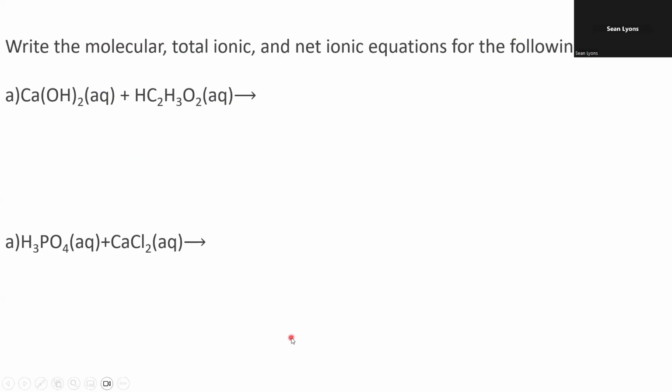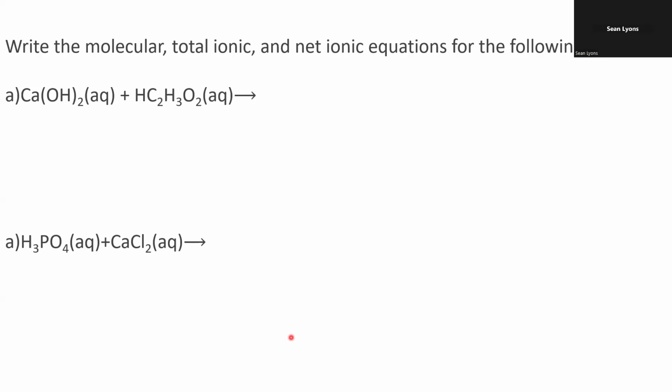All right. And then with these next two, we've got an example of an acid-base reaction in the first one and a precipitation reaction in the second. What we want to do is determine the products of the chemical equation, and then using that chemical equation, balance it, get the total ionic equation, and then get the net ionic equation.